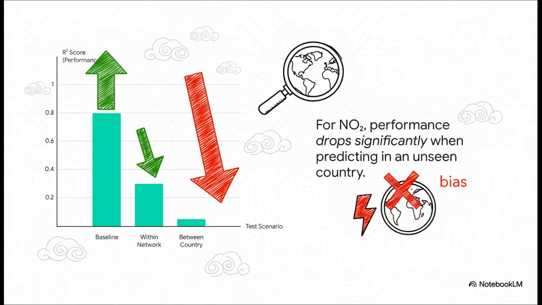And you can see this trend perfectly right here. This chart for NO2 shows it all. The baseline test, great score. Predicting a new station inside a country it already knows, a little worse, but still okay. But then trying to predict in a brand new country, whoosh, the score just tanks. That bias is the big problem every time.